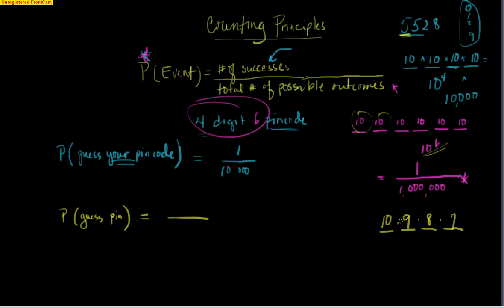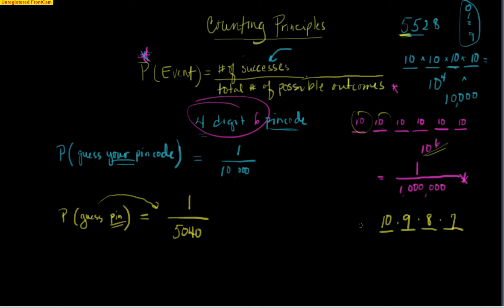All right. And so this we can do on our calculator, 10 times 9 times 8 times 7. And you will get a rather large number of 5,040. Okay. But again, the number of successes, the numerator, how many pins do you have? Only one. All right. So try it with a 6-digit pin code. See what happens then.